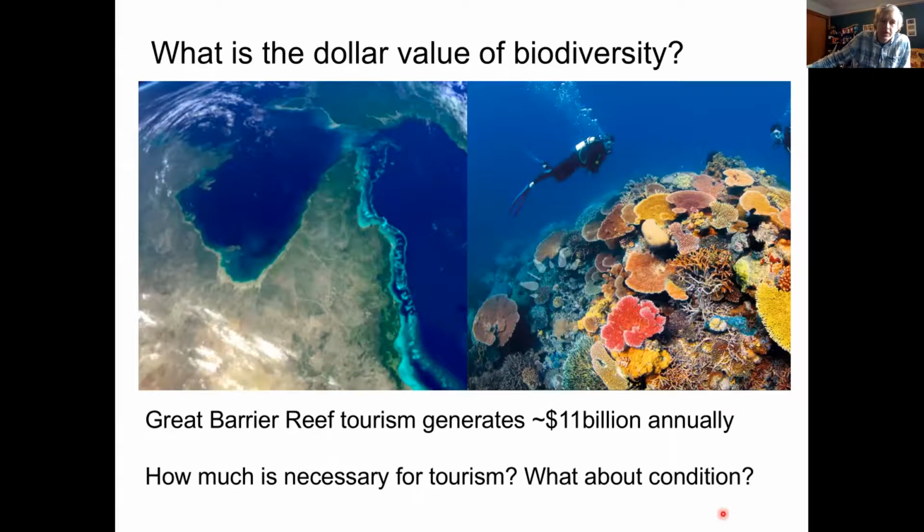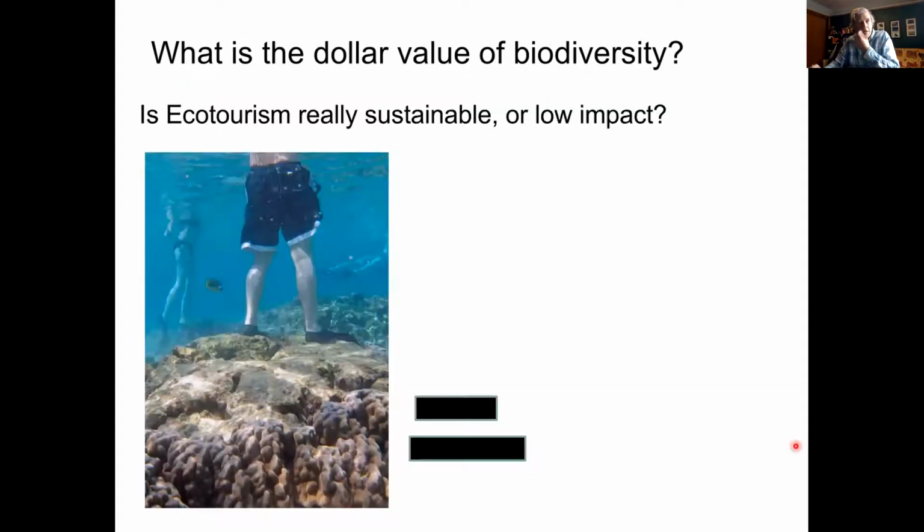But we have to ask the question of well, how much Great Barrier Reef is actually necessary for tourism? Seeing the entire Great Barrier Reef is almost impossible. It's 1,500 miles long. You're not going to do that easily, especially from underwater. So how much do you need? Is this little bit here enough? And also, what condition? Does it have to be absolutely pristine? Can it be a bit damaged? We don't know. But what Australia did is it realised that, okay, ecotourism itself, is it really sustainable or is it low impact?